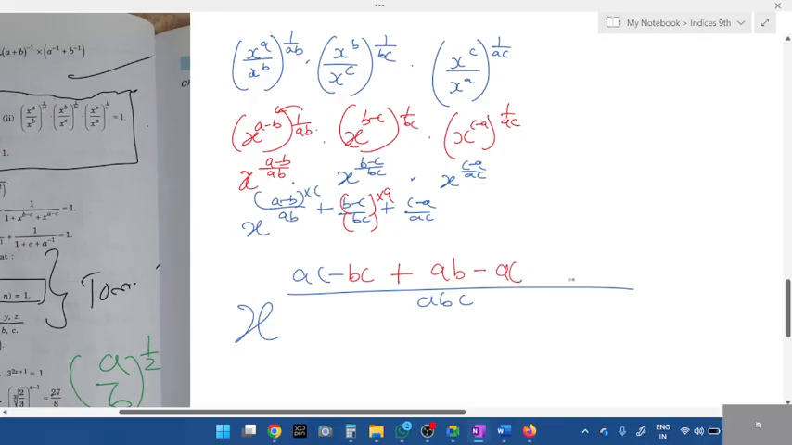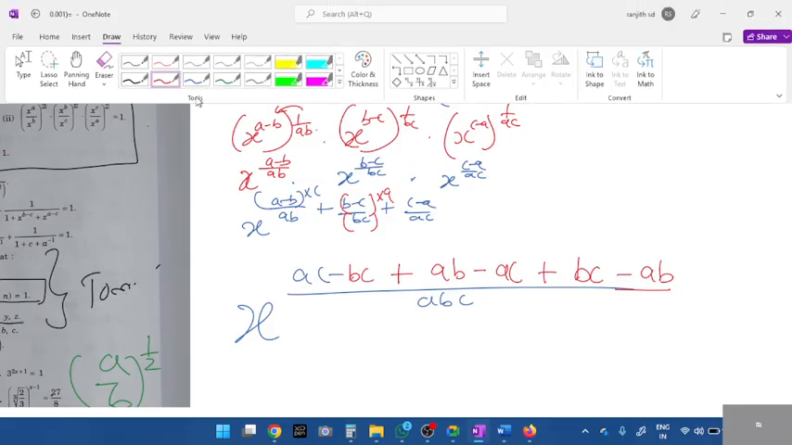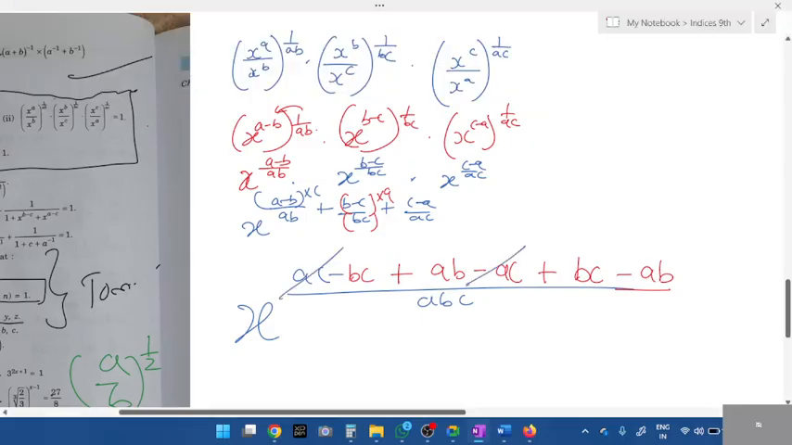next, b. bc minus, which one gets cancelled in numerator? Minus ac plus c. Minus bc. Everything gets cancelled, right? So we have x to the power of 0 by abc. What is 0 by any value, students? 0. x to the power of 0 is 1. Yes, completed.